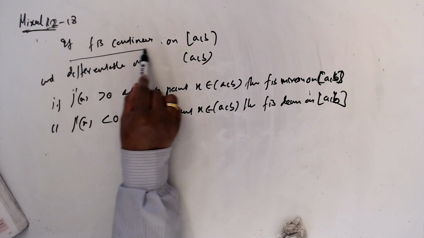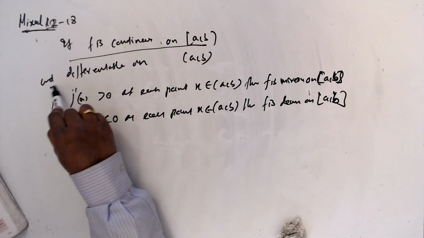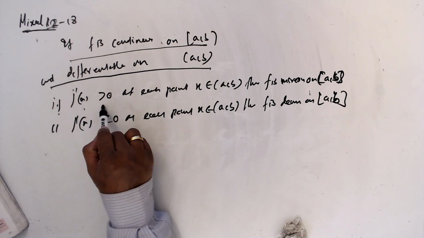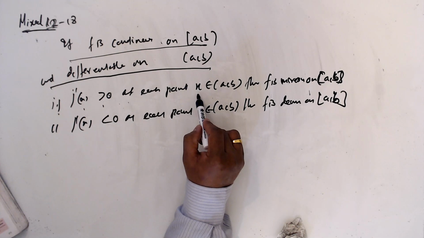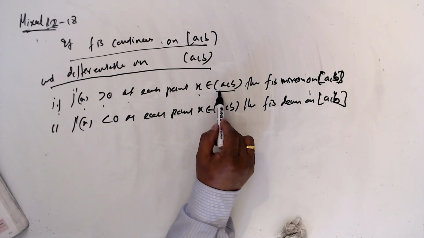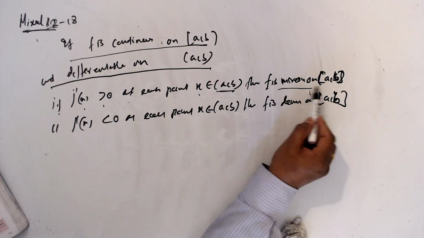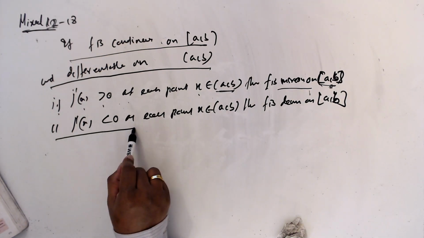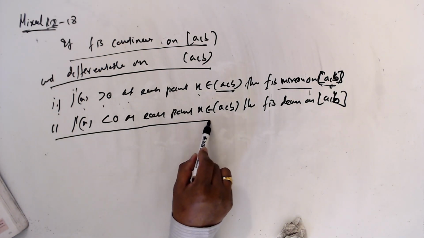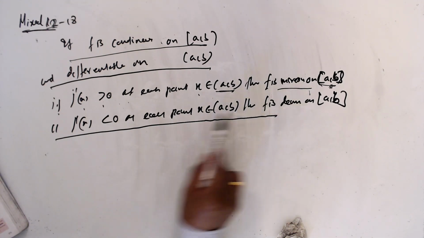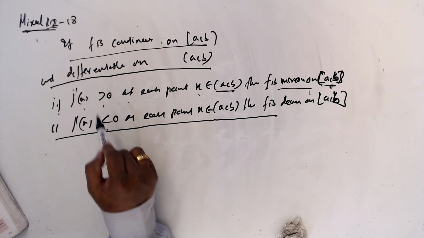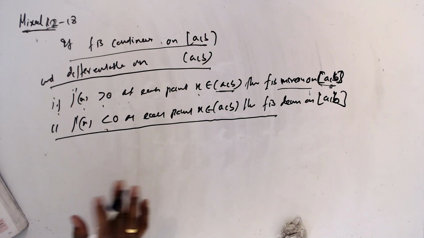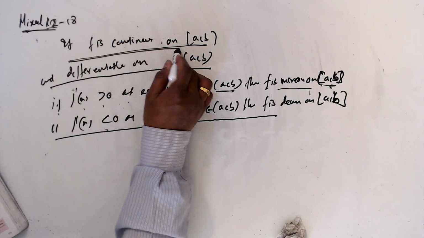If f is continuous on [a,b] and differentiable on (a,b), then if f'(x) > 0 at each point x in the open interval (a,b), then f is increasing on the closed interval [a,b]. And if f'(x) < 0 at each point, this is the opposite. If it is less than, we can't find any equal sign. So this is just for your information. You may not understand the meaning of this one.